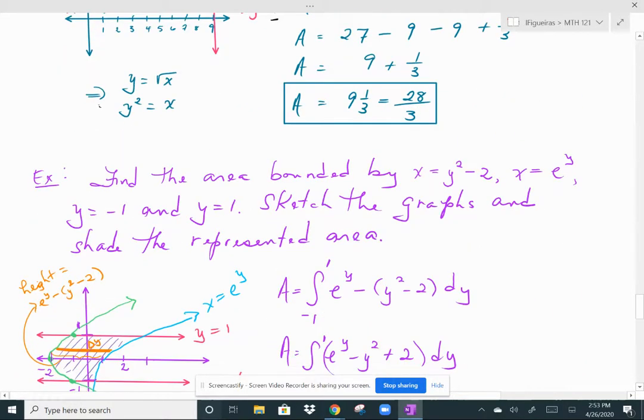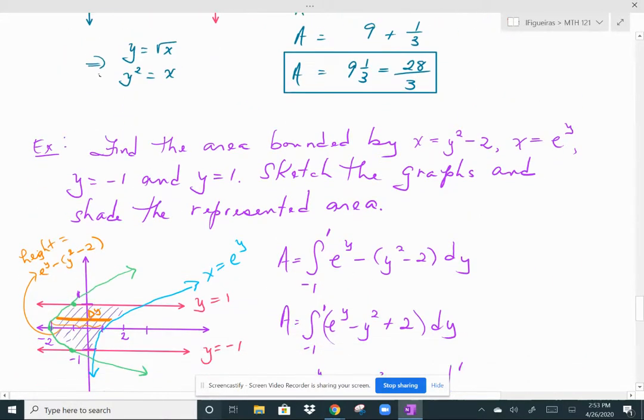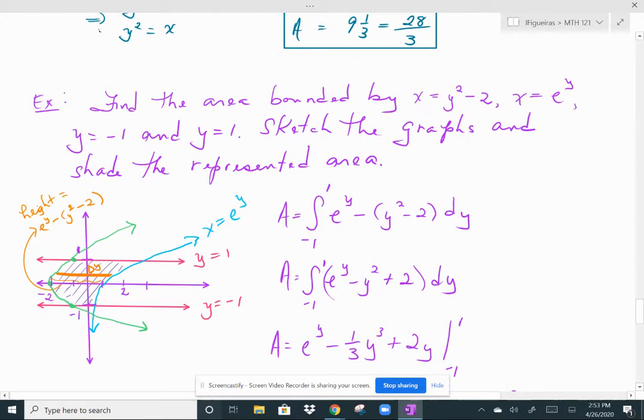Okay, so here's another. We find the area bounded by x equal to y squared minus 2, x equal to e to the y, y equal to -1, and y equal to 1. All right, so this example should obviously be done in terms of horizontal elements. Both of my functions are expressed in terms of y, so that's always a good indication that that's the right way to go. My boundaries are also specified in terms of y, so those are 2 horizontal lines.